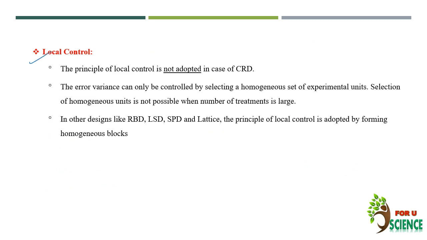Then if we see local control, the principle of local control is not adopted in case of CRD. There is no local control. The error variance can only be controlled by selecting a homogeneous set of experimental units. If we see in all the cases of the experiment, there is an error variance which we can control or reduce by selecting homogeneous experimental units. That means the field we select will be homogeneous in terms of fertility for the experiments we are going to take place.